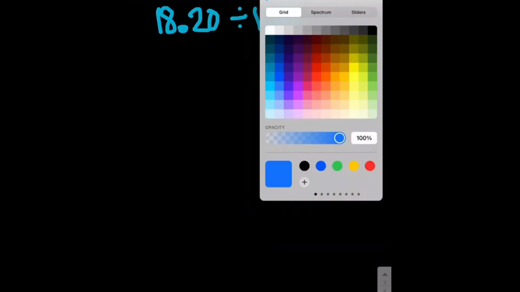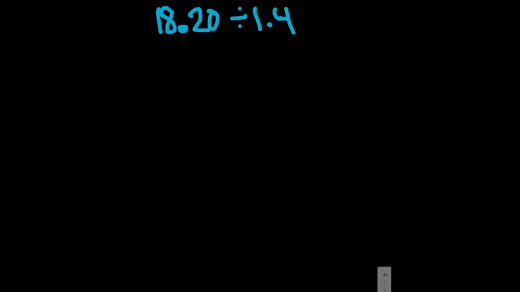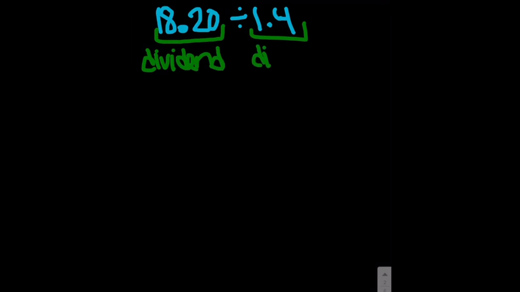If I have the problem, let's read 18.20 divided by 1.4. First, if you're having trouble remembering what is your divisor and what is your dividend, it is really helpful to rewrite it right away so you do not forget. So over here, on the side, let's make a note to yourself. This is the dividend, and this is the divisor.